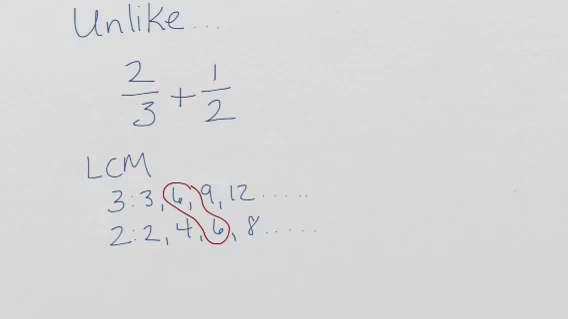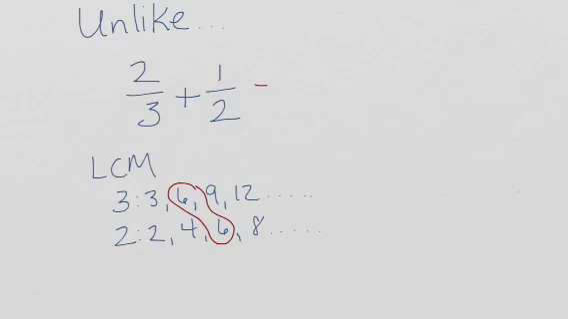So what this tells me is I need to take 2/3 and 1/2, and create equivalent fractions and turn them both into 6ths. So let's start with 2/3. What do I have to multiply by to get to 6? 3 times what equals 6? Well, that's 2. So what I do on the bottom, I have to do on the top. So that becomes 4/6.